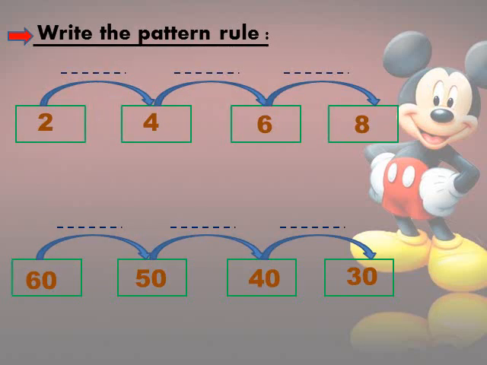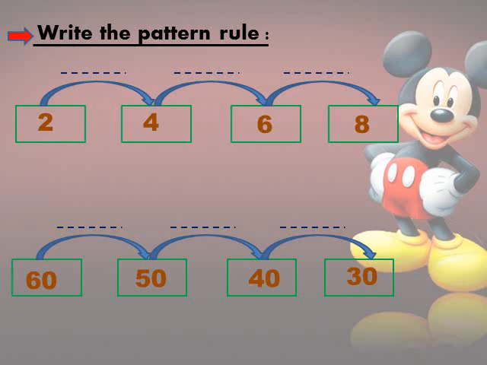Let's now write the pattern rule. I'm going to write my rule. I'm going to look at the numbers very carefully and see if they are getting bigger or getting smaller. Getting bigger means moving forward, or the sign of plus. I'm going to add. Getting smaller means I'm going to move backward and use the sign of minus. Okay? And put the steps.